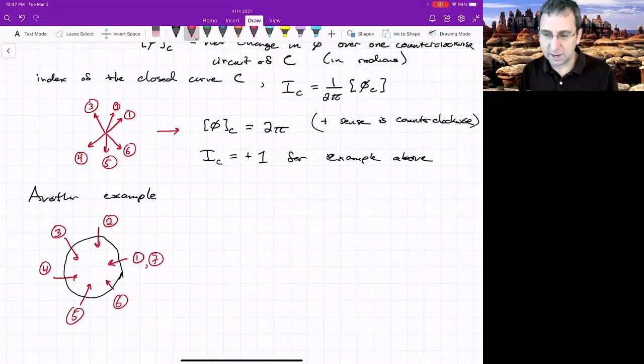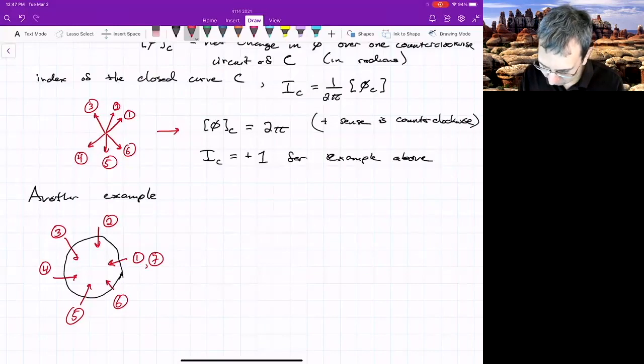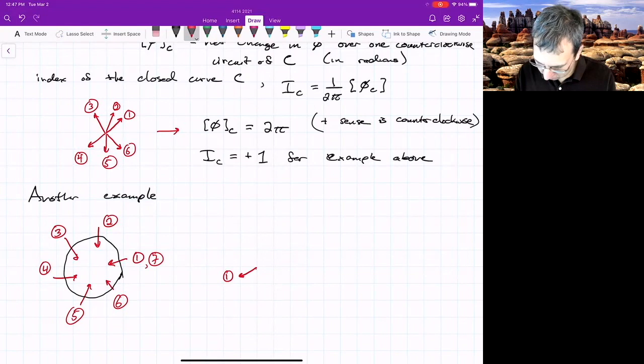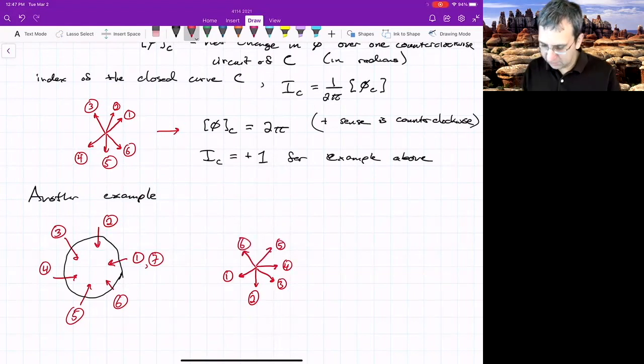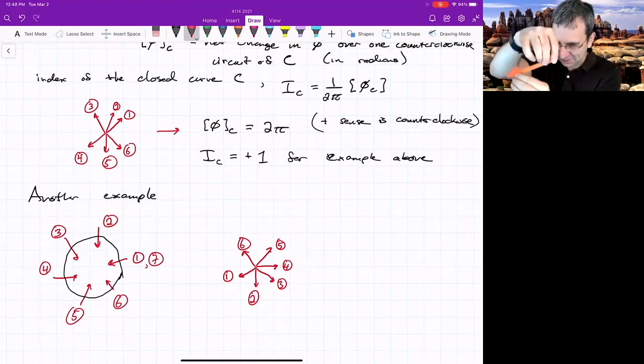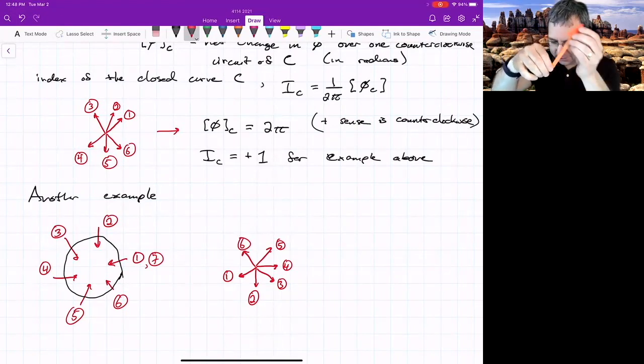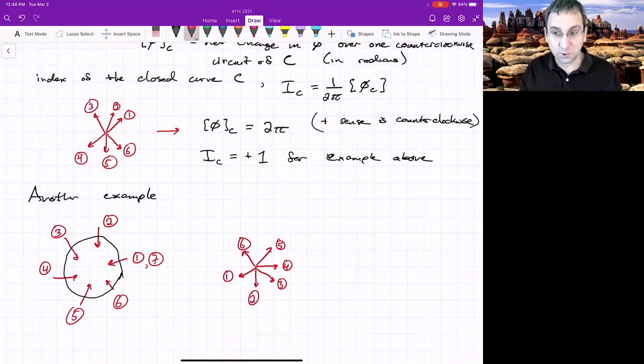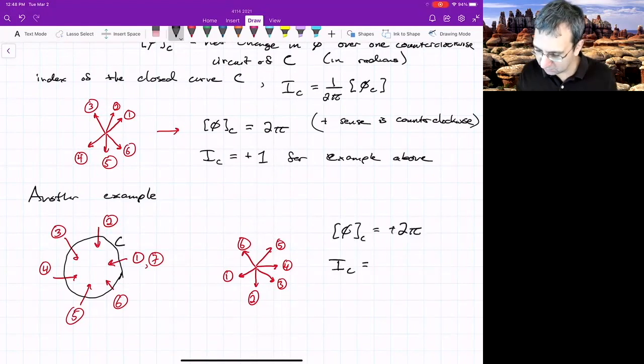And then line up things. So you transport these vectors and just line them up. So here's 1, 2, then 3, 4, 5, 6, and then back to 1. And what did the arrow do? So the arrow goes around counterclockwise once. So the change for this particular case, if that was my curve C, the change is +2 pi. It went counterclockwise once again.